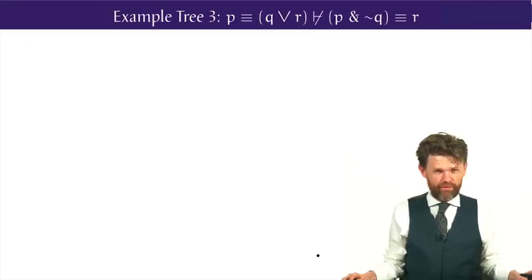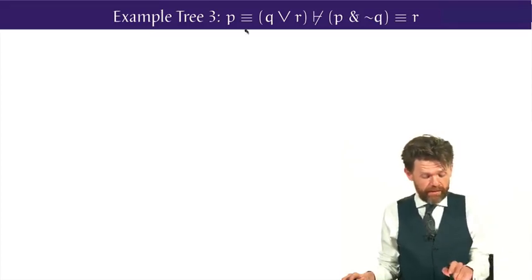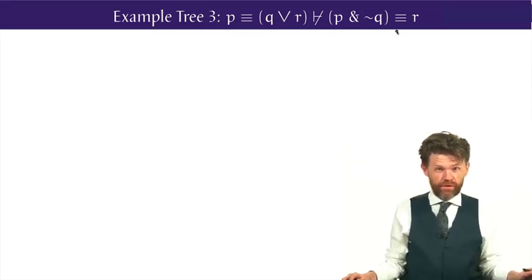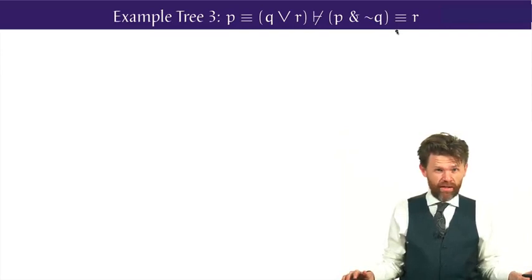Here's the last example for this lesson. This example is going to be a little bit more complicated because I've got more complicated formulas. These biconditionals in the premise and the conclusion are going to branch whichever way I process them, and they're going to produce quite a wide tree. So let's get going with this.